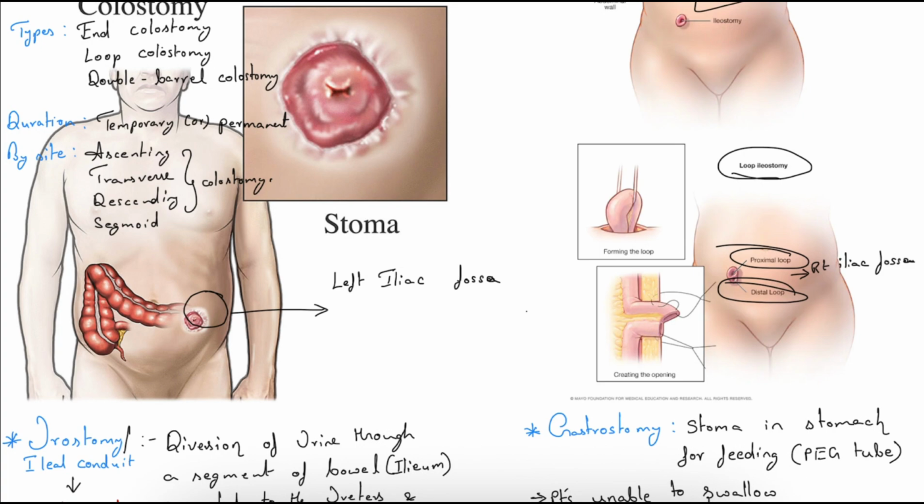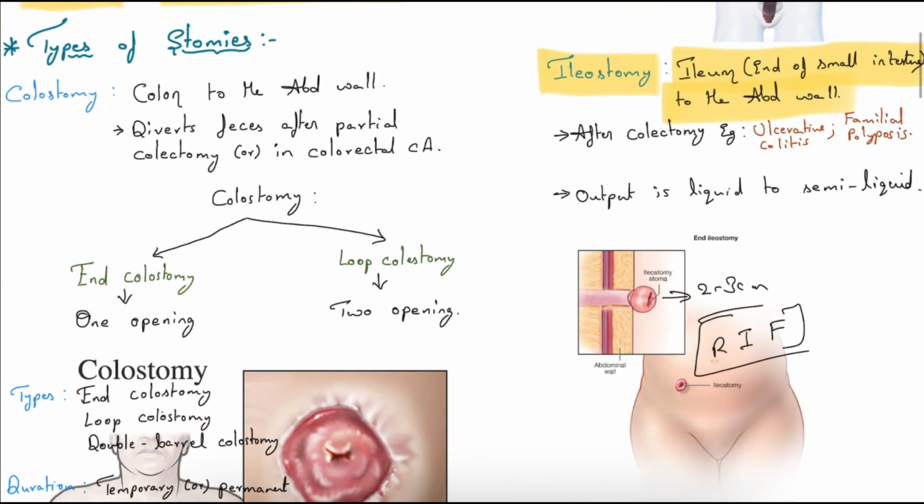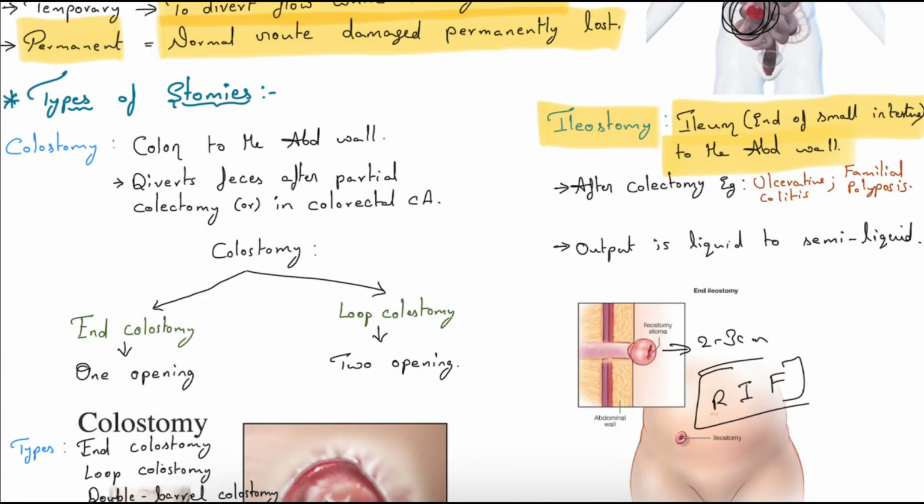So this double barrel ileostomy, you can see both bowel ends exteriorized, and it will be rare nowadays. No one uses this type of ileostomy much. Okay, next we are going to discuss colostomy.